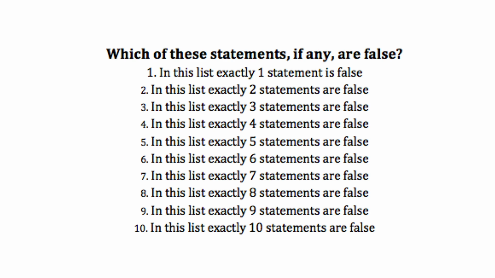Which of the statements, if any, are false? This is a list of 10 statements. The nth statement in this list claims that exactly n of the statements are false. Can you figure it out?